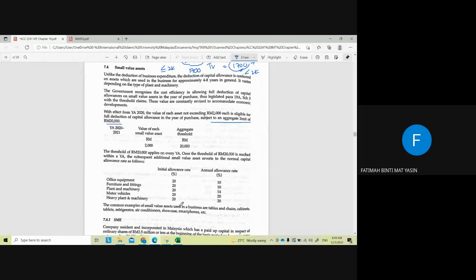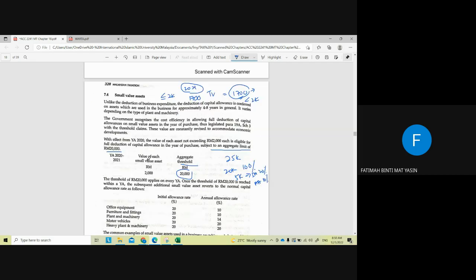For the additional amount, let's say the company purchased small value assets and the total is now 25,000 ringgit. For the first 20,000, the company can claim 100%. But for the additional 5,000, the company must calculate the initial allowance of 20%, and the annual allowance depends on the type of asset. For example, if it is office equipment, the company needs to calculate 10%, because the aggregate threshold is 20,000 ringgit. So that's for small value assets.